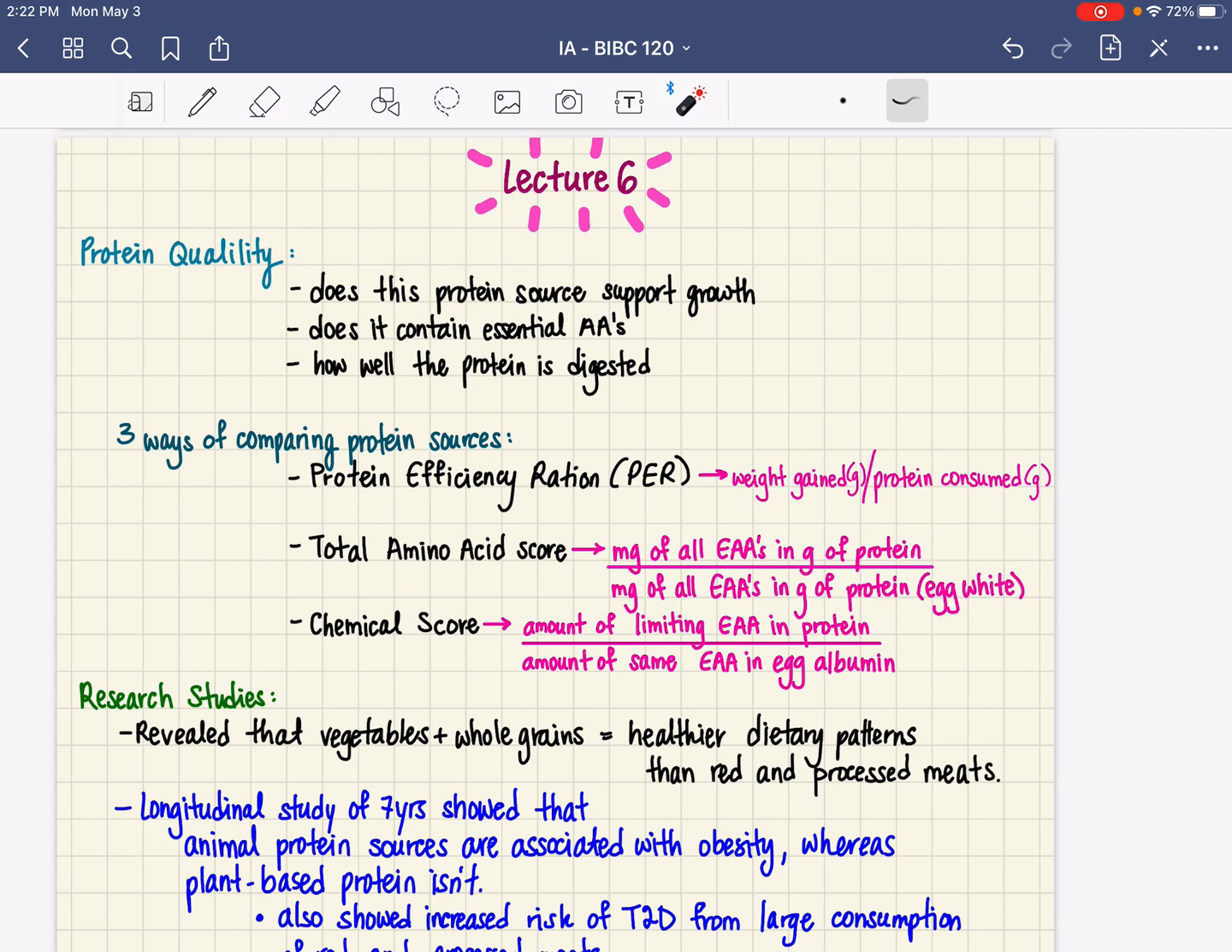So lecture 6, we started by talking about protein quality, and protein quality is basically defined in these three things. Does this protein source support growth? Does this protein source contain essential amino acids? And how well can this protein be digested and absorbed? So that is how protein quality in food sources is evaluated.